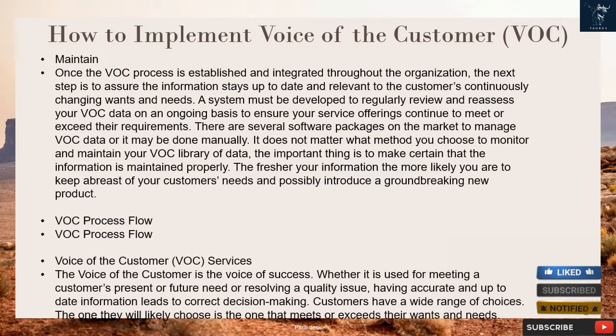The voice of the customer is the voice of success. Whether it is used for meeting a customer's present or future need or resolving a quality issue, having accurate and up-to-date information leads to correct decision-making. Customers have a wide range of choices. The one they will likely choose is the one that meets or exceeds their wants and needs.